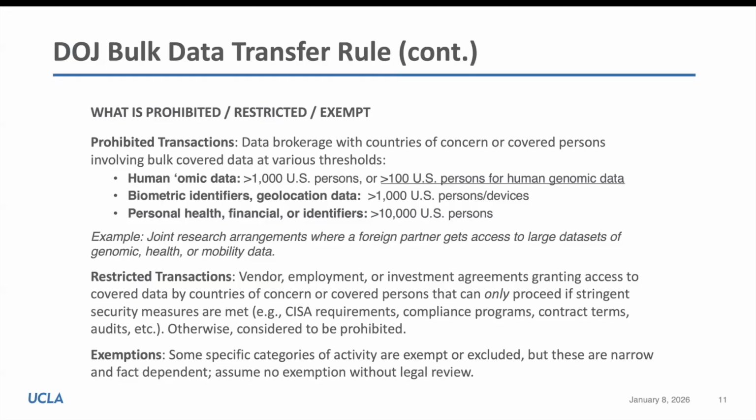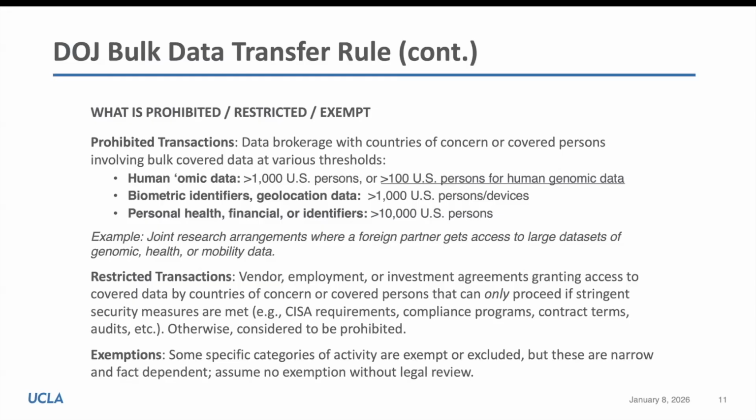transaction. For biometric identifiers and geolocation data, that's up to 1,000 US persons or devices, and then slightly higher, 10,000 US persons, for personal health, financial, or identifiers. So I gave an example there of what may be covered, and it's pretty general because it's hard to prescribe exactly what each scenario may be, depending on what the data is and depending on if there's a financial transaction there.